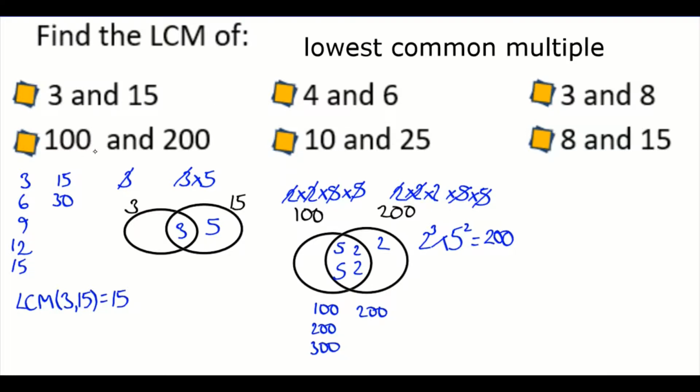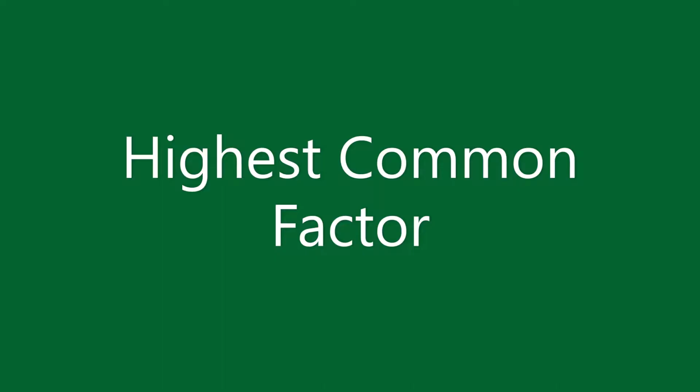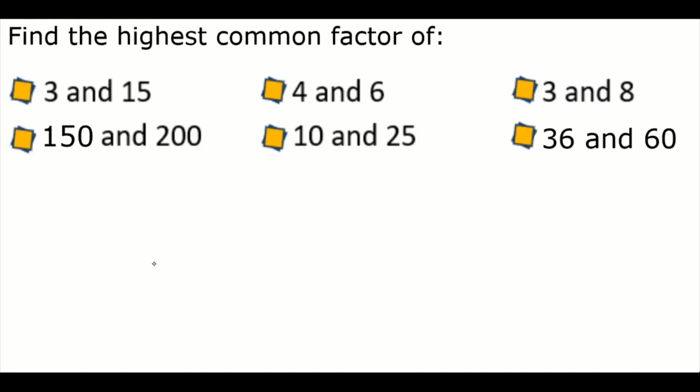Okay, you should have found then the lowest common multiple of 4 and 6 is 12, the smallest number that 4 and 6 both go into. Lowest common multiple of 10 and 25 is 50, of 3 and 8 is 24, and of 8 and 15, that would be 120. Pause the video and have a go at these questions.